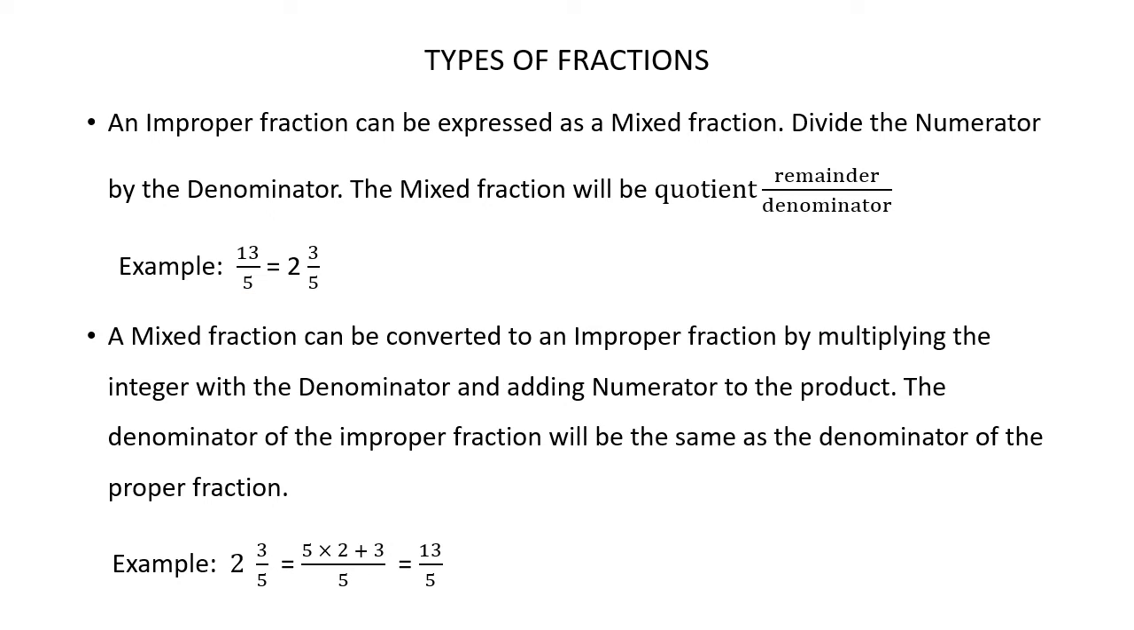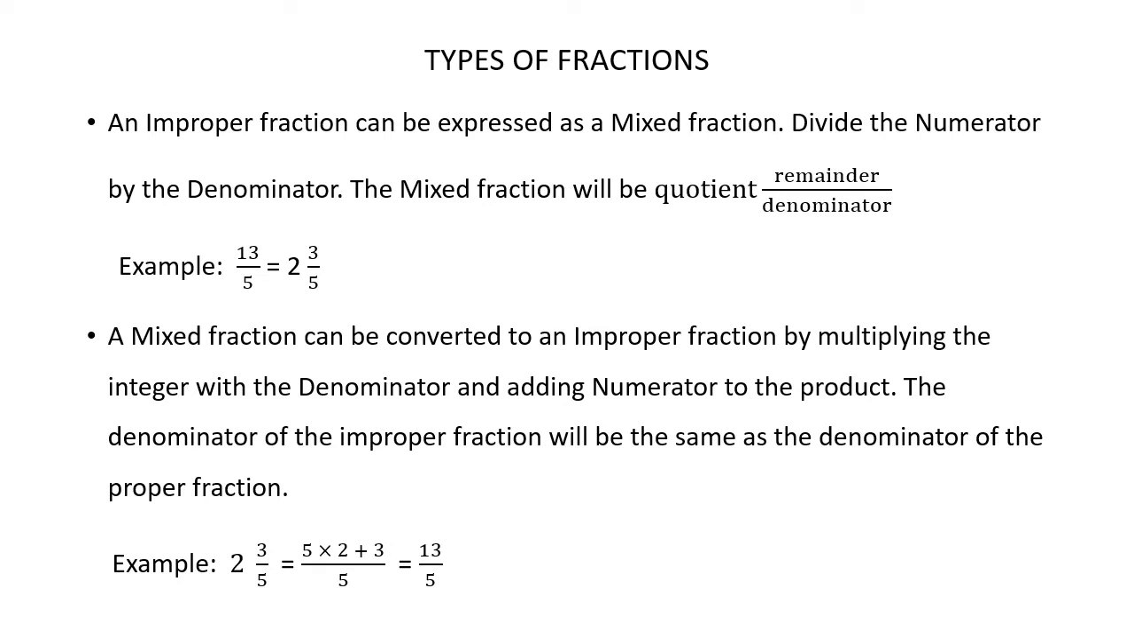To do that, you have to divide the numerator 13 by the denominator 5. When you divide 13 by 5, you will get 2 as the quotient, 3 as the remainder. Here 5 is the denominator. So this 5 will also be the denominator in the mixed fraction. So 13 by 5 can be expressed as the mixed fraction 2 3 by 5, quotient remainder upon denominator. Hope you have understood this.